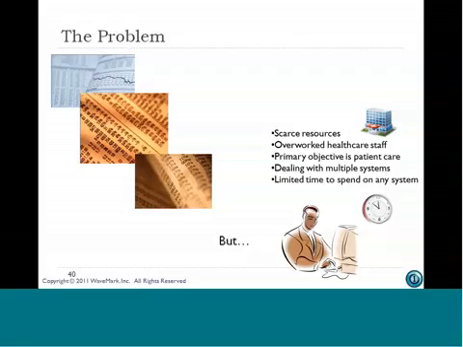So the problem is that we provide lots of information, as you know, as a system, as well as various systems that a typical user has to interact with. These systems provide tons of information. If we look at a typical user in a hospital, for example, hospitals have scarce resources. These resources are overworked. Their primary objective is patient care, not looking at systems here and there. They inevitably have to deal with various systems, though, and they have limited time to spend on each system. So that has to be taken into consideration as we give them information.